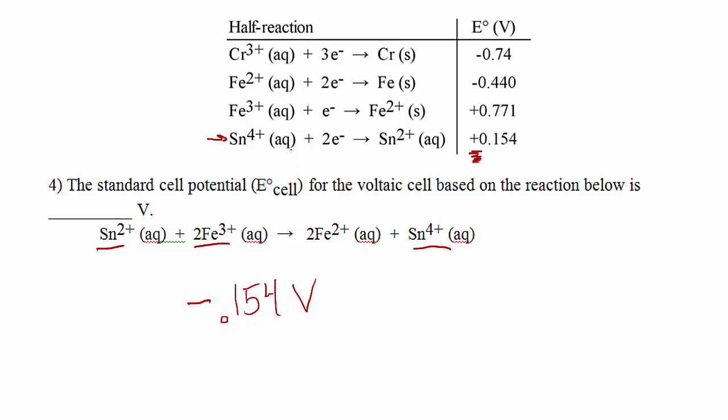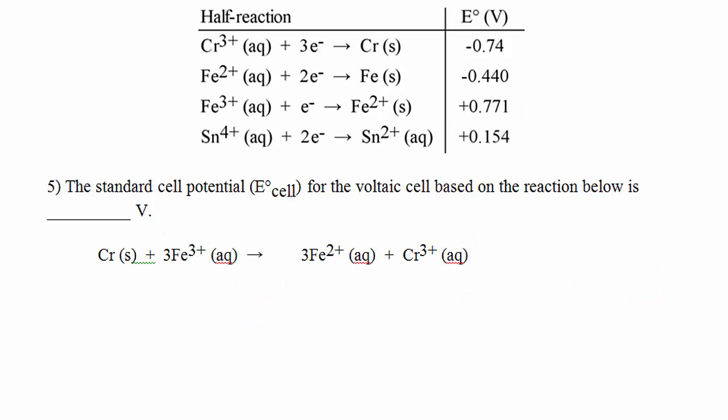And then we look, all right, Fe is going from plus 3 to plus 2. So we're looking at this reaction, and its voltage is positive 0.771. You add those together, you combine those, and you get 0.617 volts, positive. So that could be used to make a voltaic cell. You've got a positive voltage there.